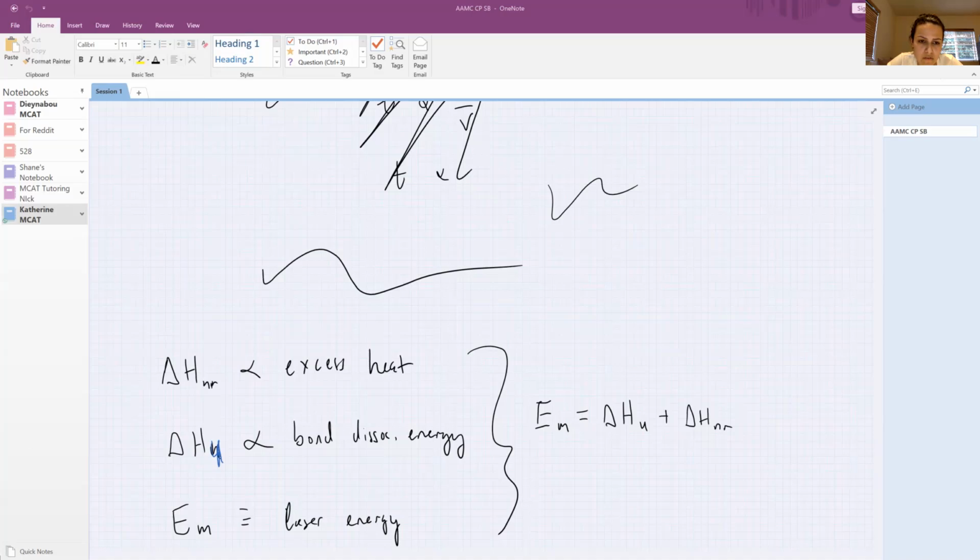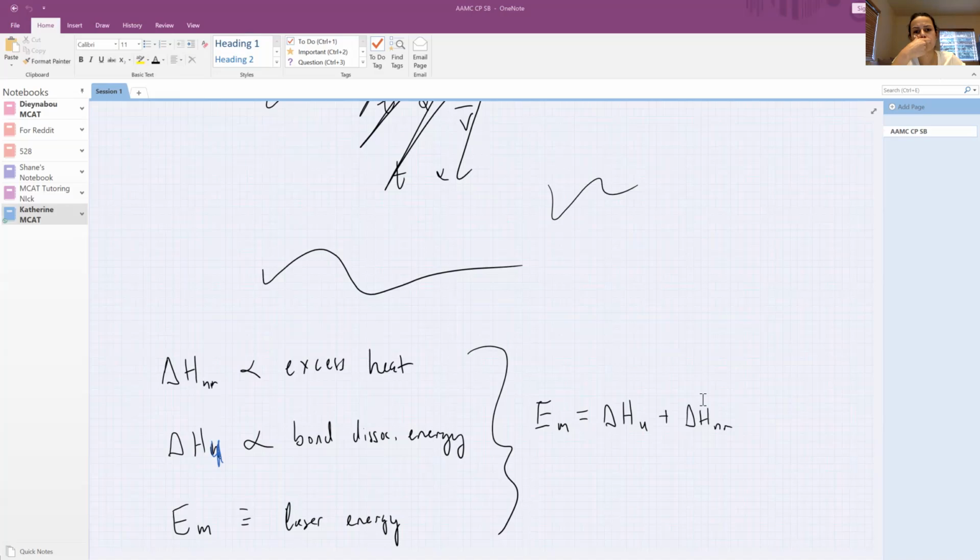So okay, if you look at it, the highest energy thing here is from the laser. Some of that energy goes into breaking the bond, and the rest of it is the excess heat that's measured by the sound apparatus.